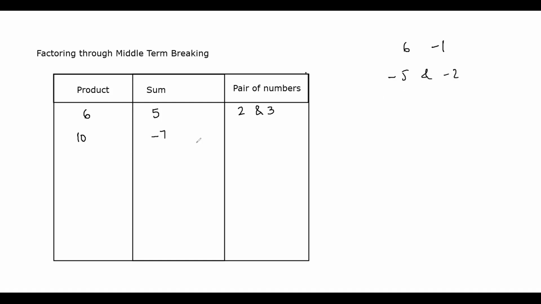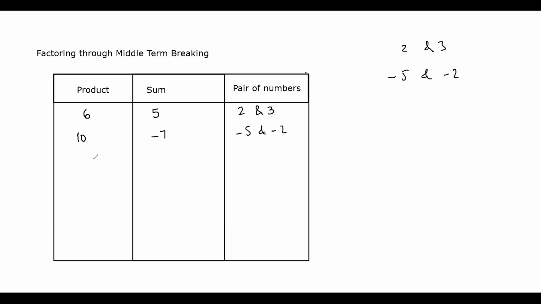Now look at this. When the product is positive, like before this, we had 2 and 3. You see, the product is positive, and both of them were positive. Now, the product is again positive, but both the numbers are negative. So we should remember that whenever the product is positive, this pair of numbers can both be positive, or they can both be negative. So this is going to be minus 5 and minus 2.